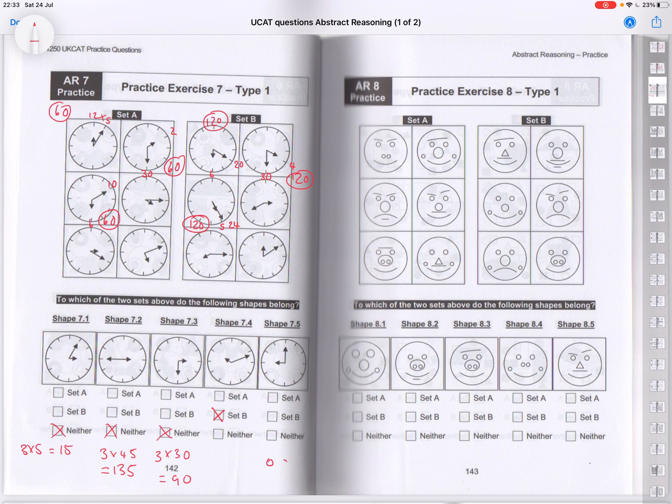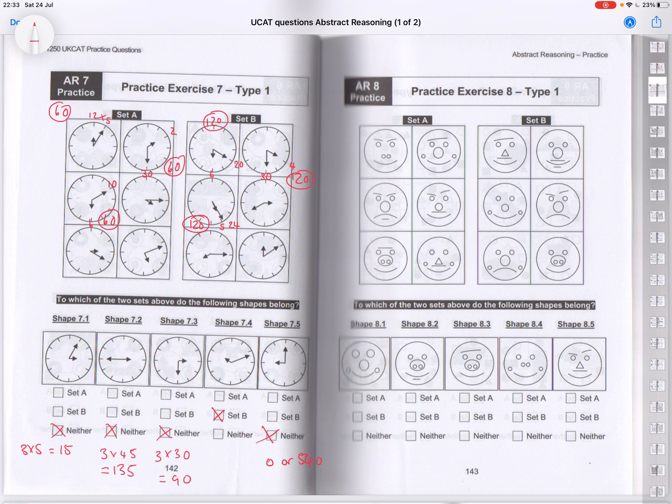Either way, it's either 9 times nothing or 9 times 60, which is 540. So it's neither either way. So the only one that we've got was the one that was going to be 10 times 12, which is the set B one.